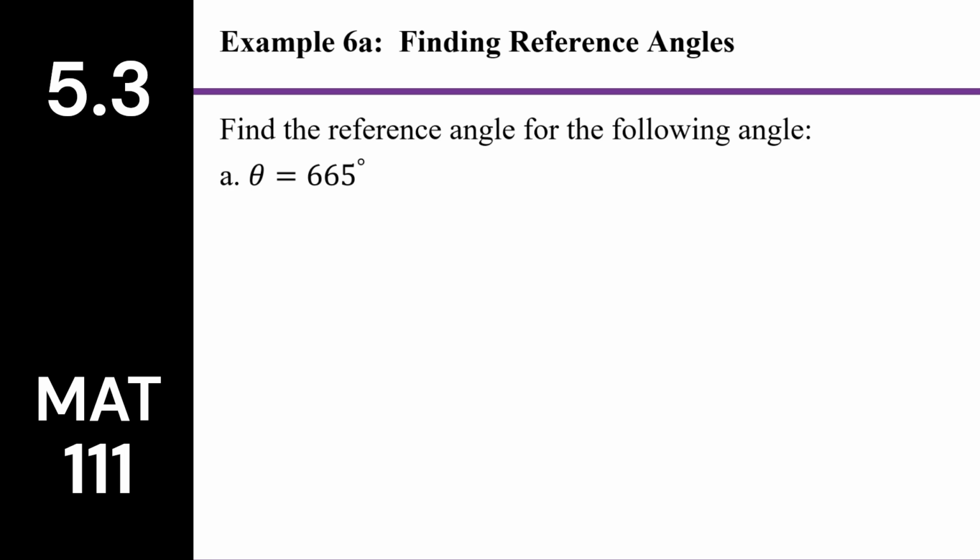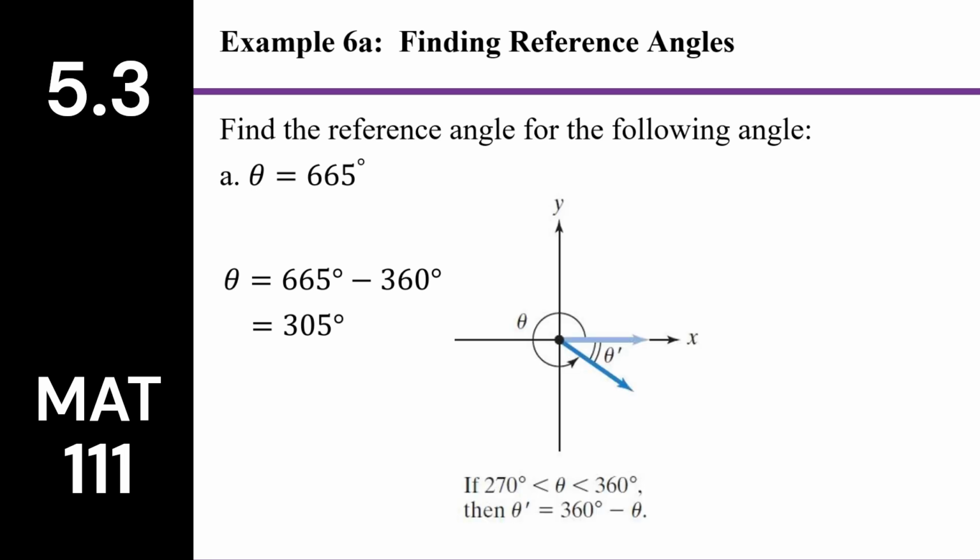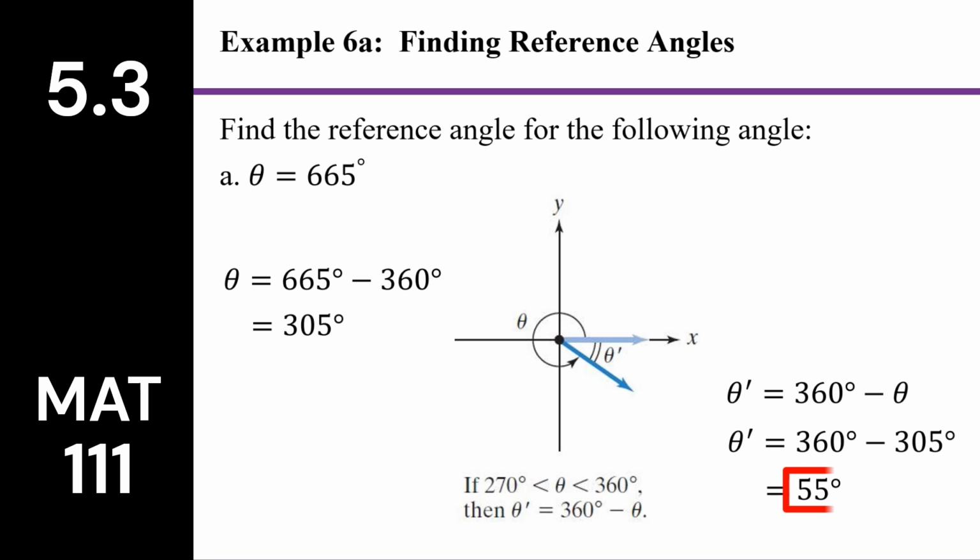Find the reference angle for the following angle. 665 degrees is more than a spin around the circle, so we subtract 360, that gives us 305. 305 terminates in the fourth quadrant, so we subtract 360 minus our angle, so our reference angle is 55 degrees.